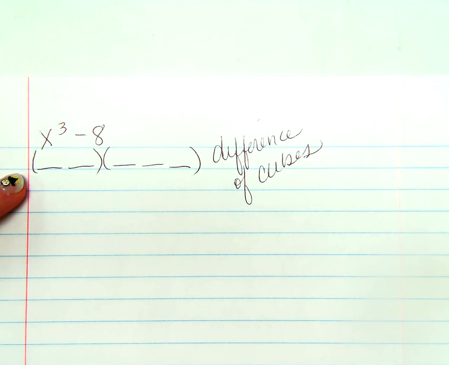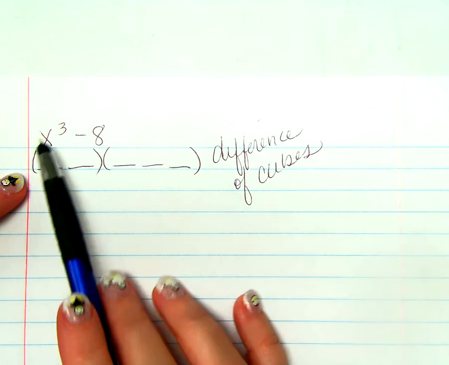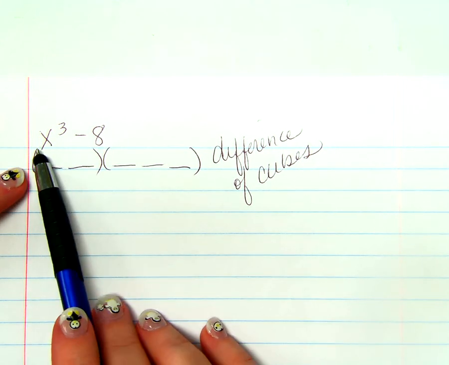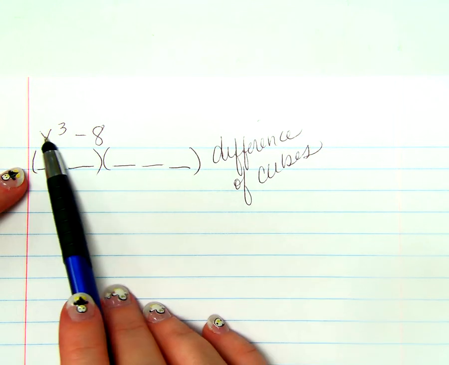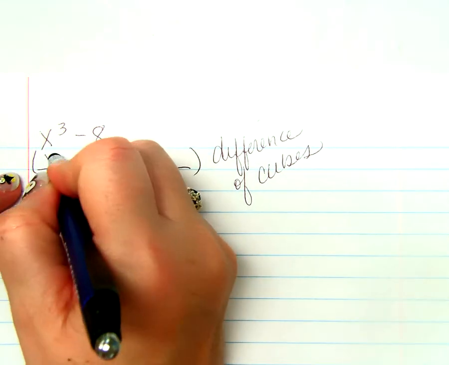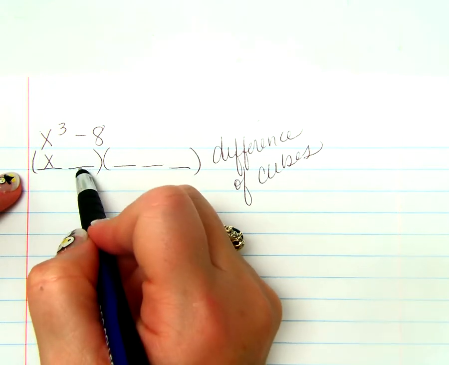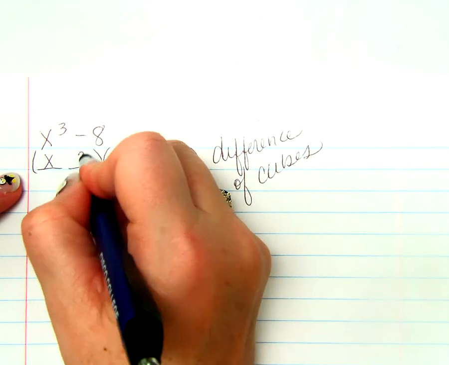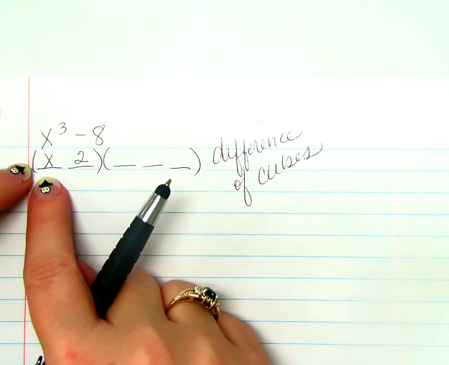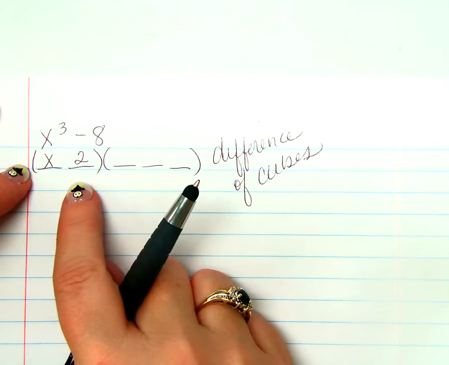Maybe an x? Because like in our binomials of our difference of squares, it was the square root that went right here, right? Well, if we're doing difference of cubes, wouldn't it make sense that our cube root goes here? So what goes here? An x goes here, and what goes here? A 2. Okay? Now, here's the pattern I was talking about. Cube roots go in the binomial.